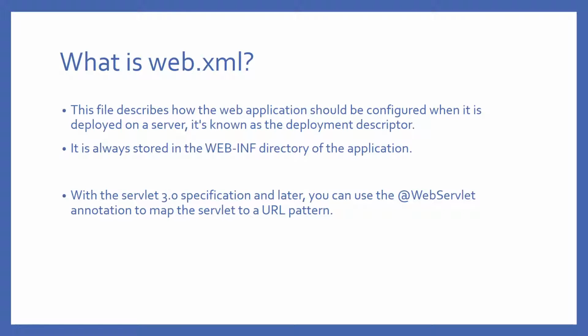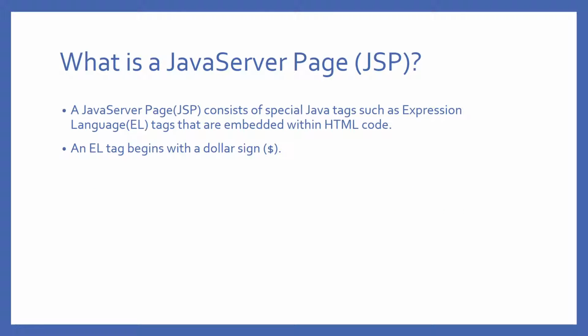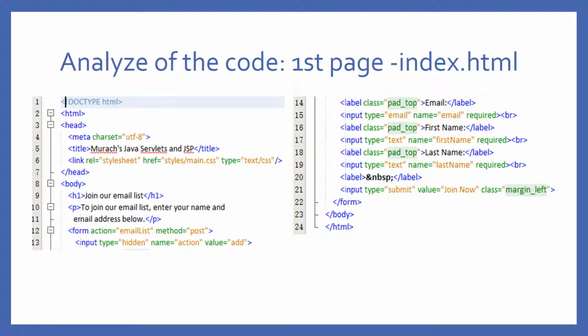With the Servlet 3.0 specification and later, you can use the @WebServlet annotation to map the servlet to a URL pattern. What is a Java Server Page? A Java Server Page, JSP, consists of special Java tags such as Expression Language, EL, tags that are embedded within HTML code. An EL tag begins with a $.